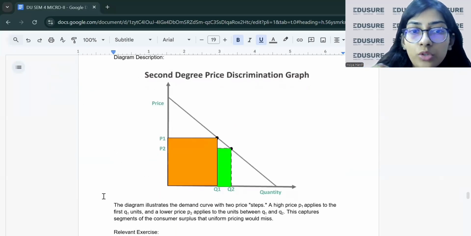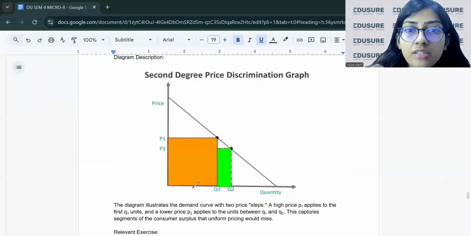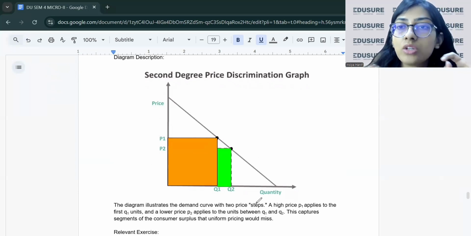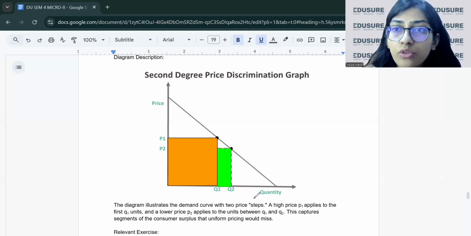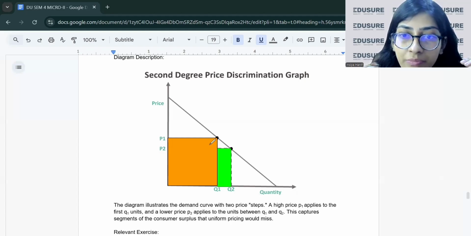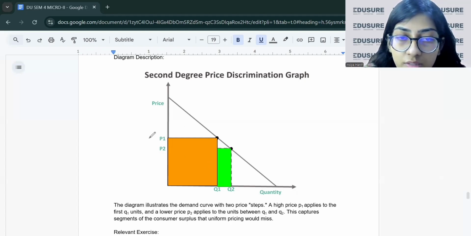So this is how the diagram works. Okay. The diagram illustrates the demand curve with two price steps. Okay, so here we are doing it with two prices. Okay, two step pricing. Usually there can be 3 also, 4 also, right? So high price P1 applies to the first Q1 units, right? So this is P1, this is Q1.